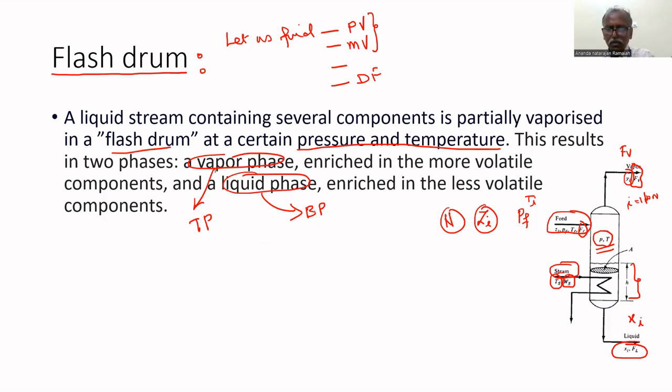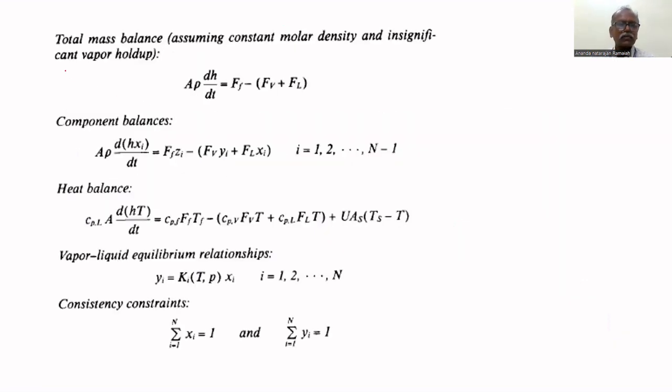Now, let us find the degrees of freedom. For that, let us write the equations. The total mass balance equation is A rho dH by dt, that is rate of change of volume multiplied by rho, rate of change of mass, equal to mass inflow rate, that is feed flow rate, minus mass outflow rates, vapor and liquid. This is one equation.